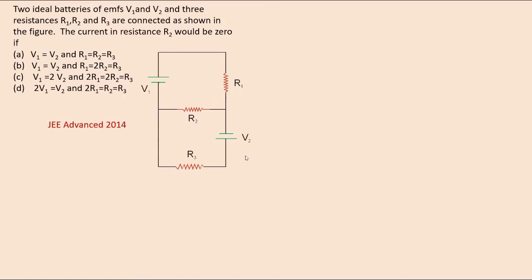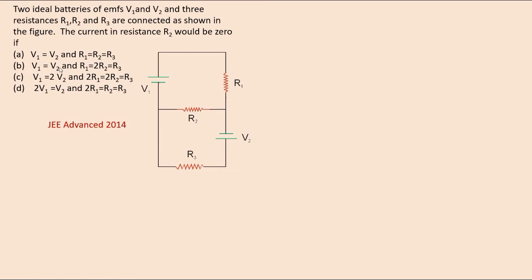Hello, let us now consider this problem which was asked in JEE Advanced 2014. Two ideal batteries of EMFs V1 and V2 and three resistances R1, R2 and R3 are connected as shown in the figure. The current in resistance R2 would be 0 if option A, V1 is equal to V2 and R1 is equal to R2 is equal to R3.